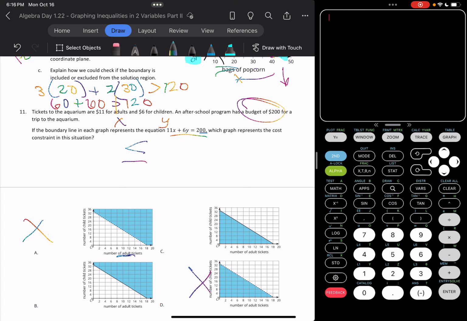So the question now is, am I shading in this side or am I shading in this side? Which side contains the solutions? And so again, as always, let me go ahead and plug in 0, 0.